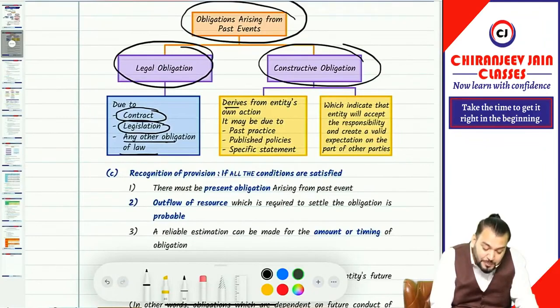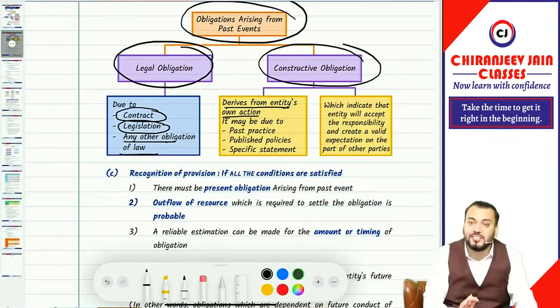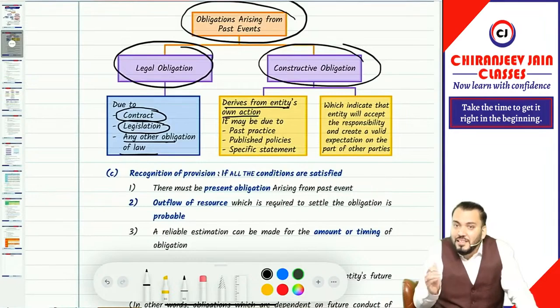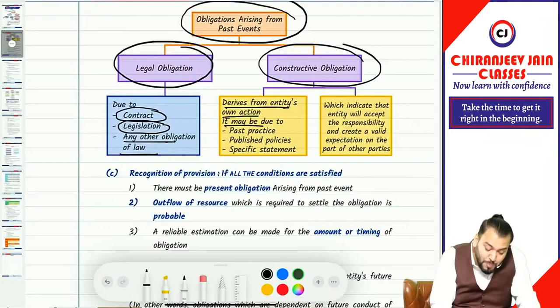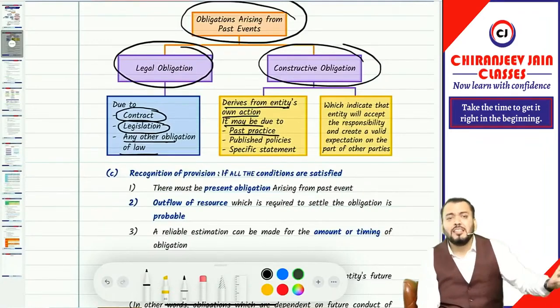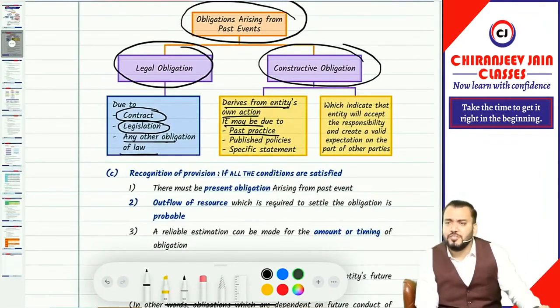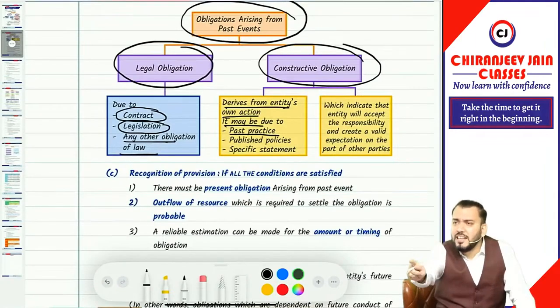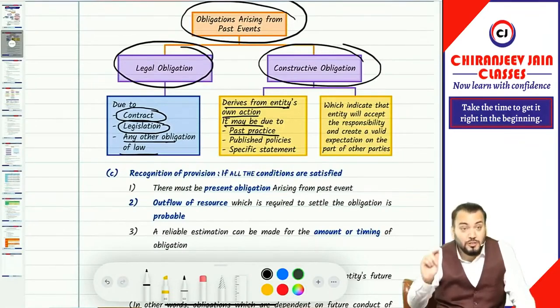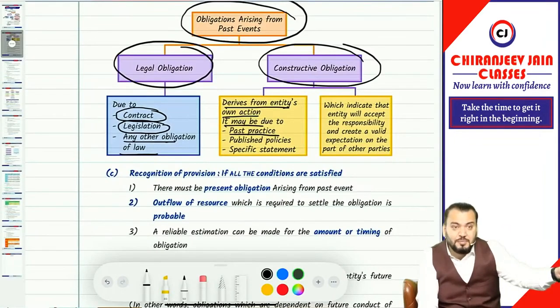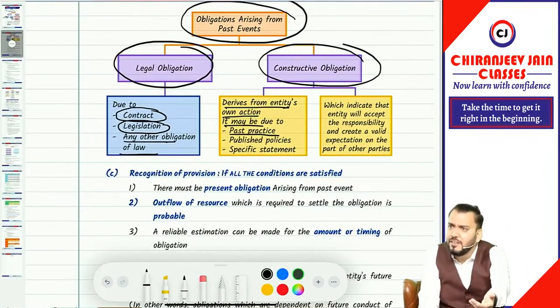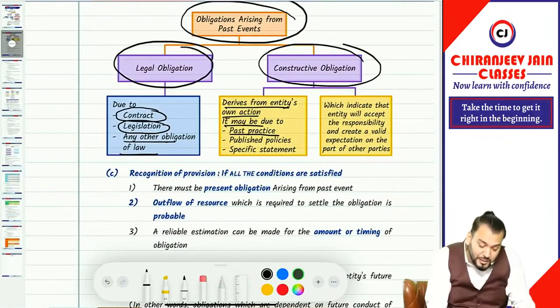So what is the meaning of constructive obligation? Constructive obligation derives from the entity's own action. My own action. It arises from the entity's own action. It may be due to past practice. Suppose in last batches I have refunded the fees. So can I say you have some valid expectation in your mind? Sir, in this batch also you have some expectation even though I have not announced it. Correct? In last batches if I have refunded, in this current batch I should refund? Bolna, yes or no? Either due to past practice or any published policies.